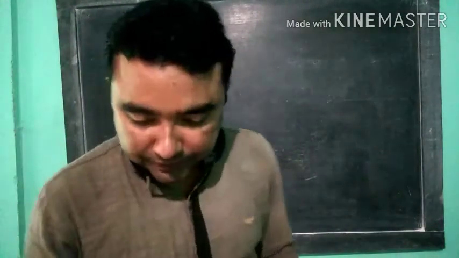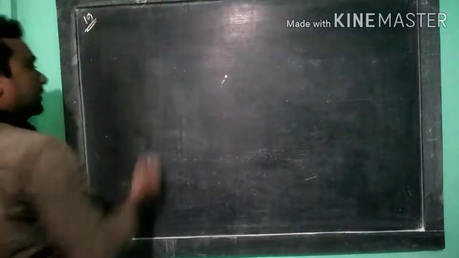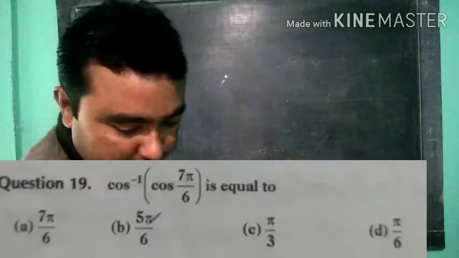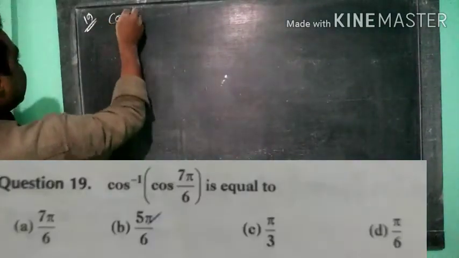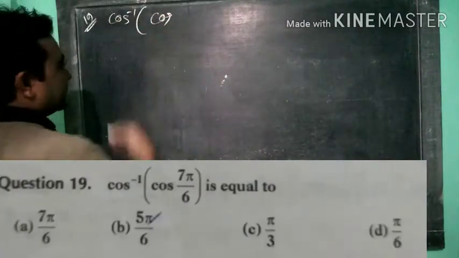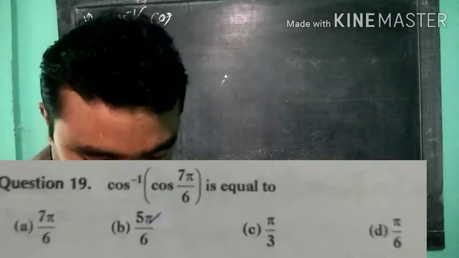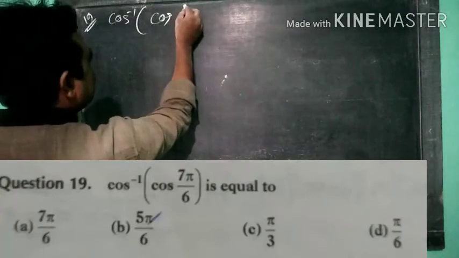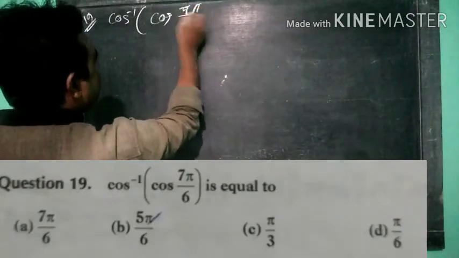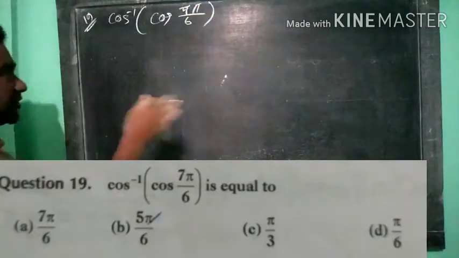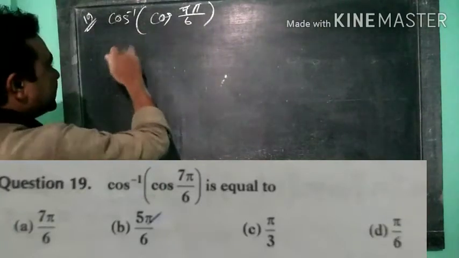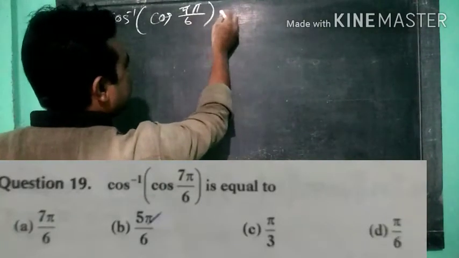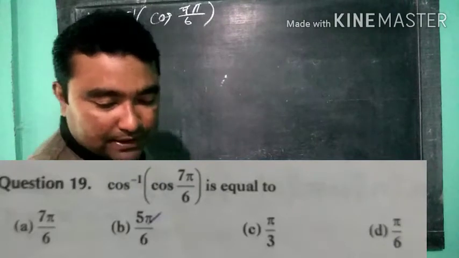Now we are going to solve question number 19. So question number 19 is what? Question number 19 is cos inverse of cos 7 pi by 6. It is a very simple question, is equal to what? The question is cos inverse of cos 7 pi by 6 is equal to, we need to choose the option.